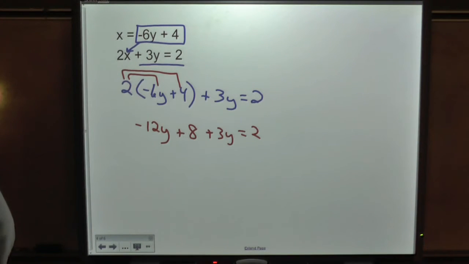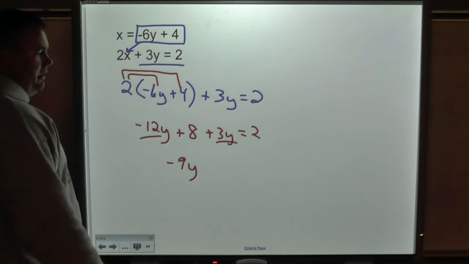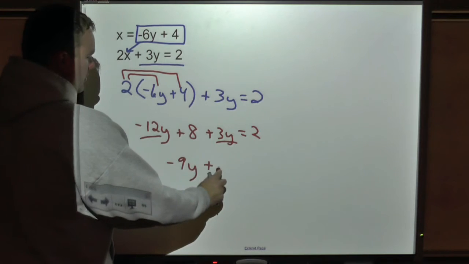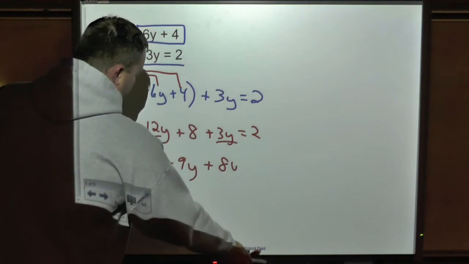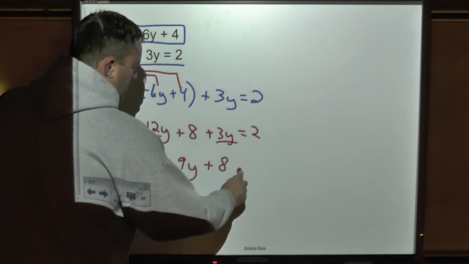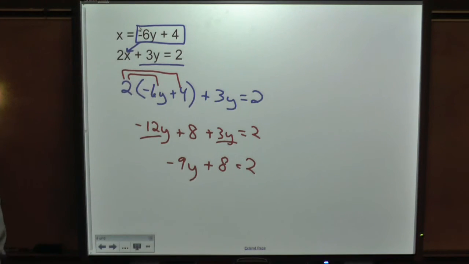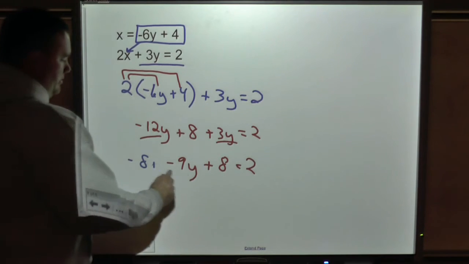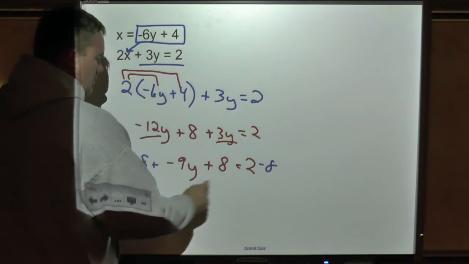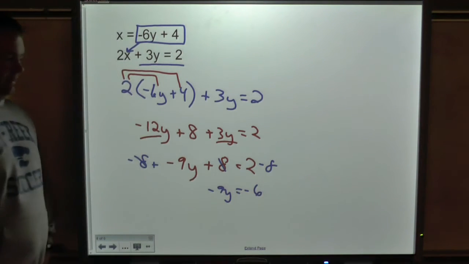Alright. So again, when we get down to this equation, combine any like terms. -12y and 3y gives you -9y. Then we have plus 8 is equal to 2. So, two-step equation. Add the opposite of 8 to both sides, which is a -8. That's 0, so you get -9y is equal to -6.